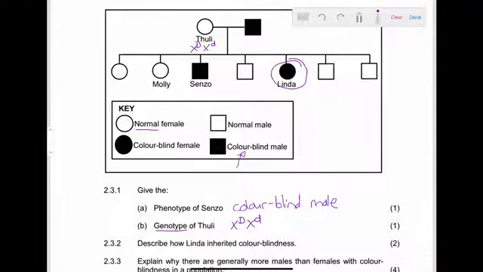Describe how Linda inherited her colorblindness. Well, we can see that Linda is a colorblind female, so she must be X(d), X(d).